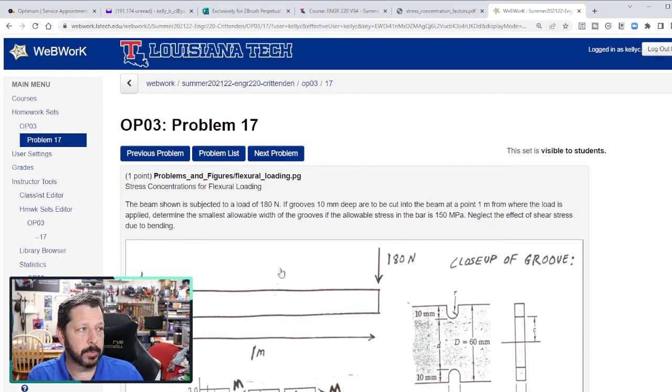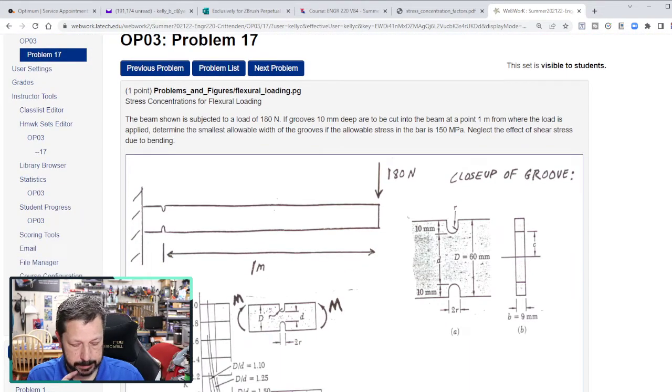By the way, I'm doing optional 3. These are problem 16, and this one is problem 17. The one we just did was 16.